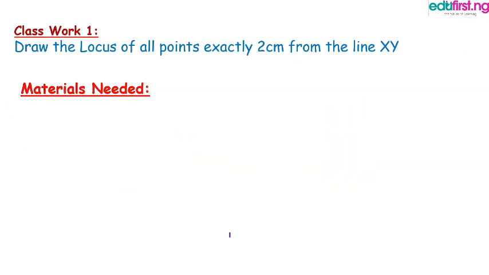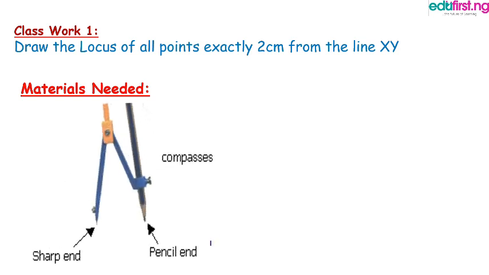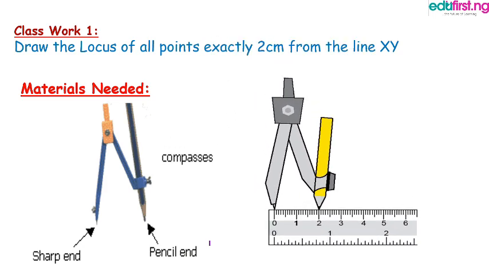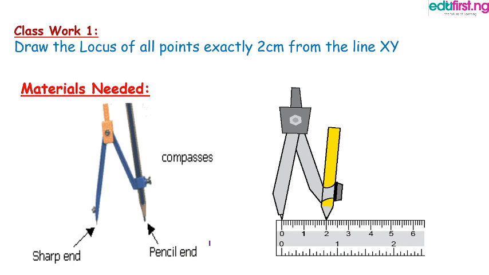Let's solve a simple classwork so you understand what theorem 2 is saying exactly. The question says, draw the locus of all points exactly 2 centimeters from the line XY. So what you do, you need some basic materials. You need a pair of compasses and a pencil well fitted on the compasses. We also need a ruler. The question says exactly 2 centimeters, so that means we are going to extend our compasses to 2 centimeters. Then we dive into the solution proper.